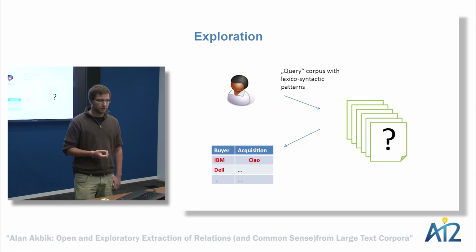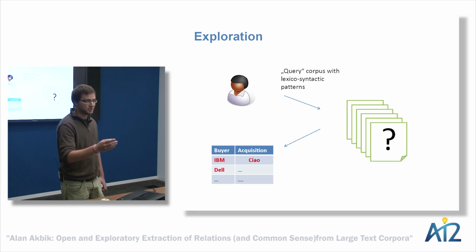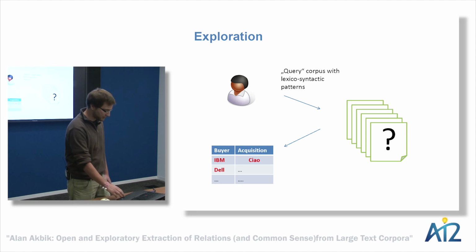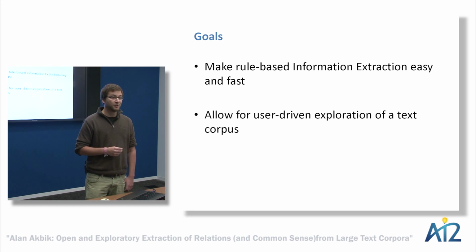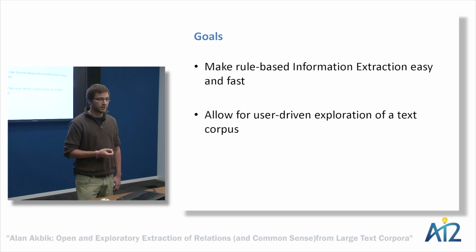So basically, our goal is to make information extraction so easy that you basically can just fire exploratory queries against a large corpus. So the goals are, we want to make rule-based information extraction very easy and very fast. And we want to make it so easy and so fast that you can use it for user-driven exploration of a large corpus of data.